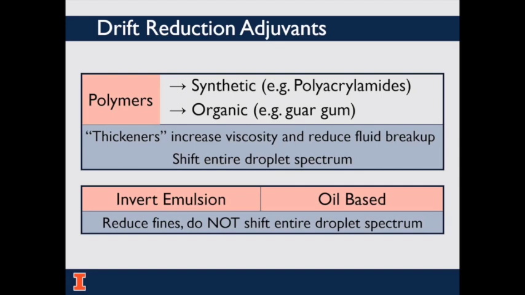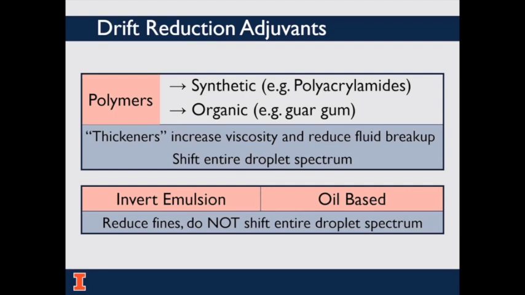Drift reduction adjuvants are spray modifiers, or products that we add to the spray solution to alter the physical characteristics of the spray. Polymers are a class of drift reduction adjuvants that are essentially thickeners. They increase the viscosity and dynamic surface tension of the fluid in an attempt to hold together the fluid flow as it exits the orifice. In general, these tend to shift the entire droplet spectrum upward, making all droplets larger, even those that would already have been large to begin with. While this will certainly reduce drift, coverage may be compromised.